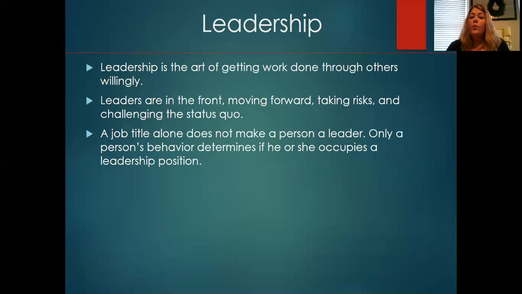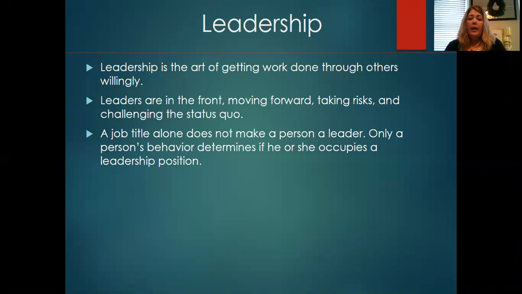So leaders are in the front, moving forward, taking risks and challenging the status quo. They're the ones that say, I don't care, this is how we always have done it. It's not the right thing. We need to try something different. A job title alone does not make a person a leader. Only a person's behavior determines if he or she occupies a leadership position. So a lot of times we'll say, yeah, they're in leadership. Well, just because you're in a managerial position doesn't mean you're a good leader.